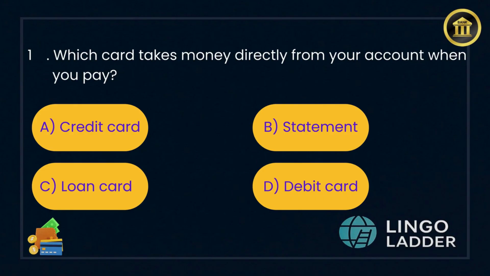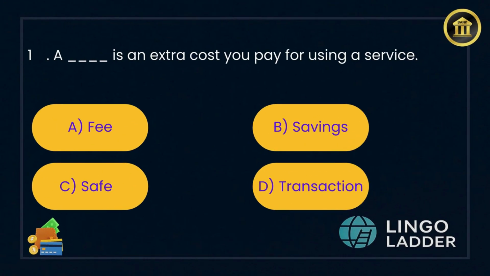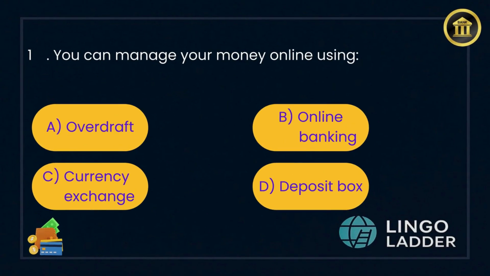14. Which card takes money directly from your account when you pay? Correct answer is debit card. 15. A fee is an extra cost you pay for using a service. Correct answer is fee. 16. You can manage your money online using online banking.